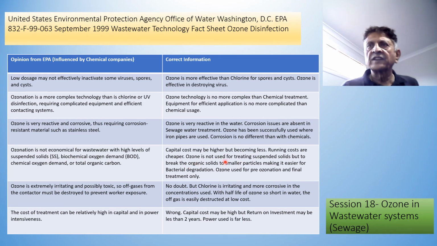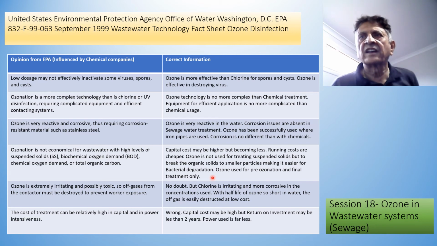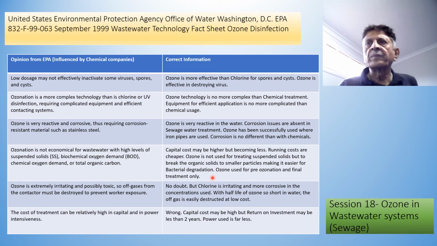Ozone is not used for treating suspended solids, but to break the solids, organic solids, into smaller particles, making it easier for bacterial degradation. Ozone is used for pre-ozonation and final treatment only. Of course, there will be a lot of sludges that cannot be broken down. A good example is cellulose. Cellulose can be broken down by ozone, but it requires time and more concentration. Cellulose will not be broken down by chlorine.